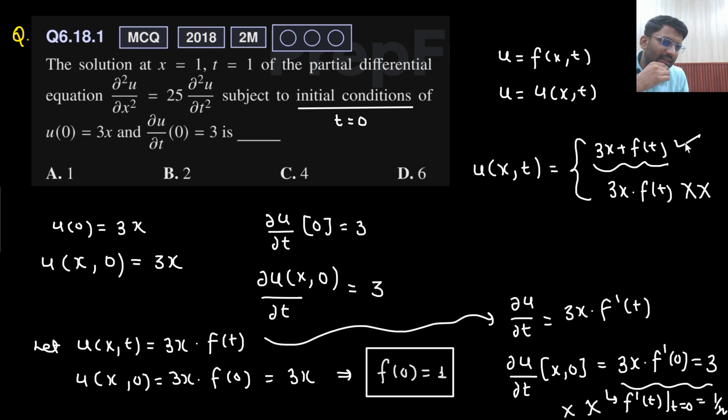Which case will be accepted? This case will be accepted. This case will be entertained. That means your u of x comma t would be 3x plus f of t. Say yes or no. Did you understand this point?